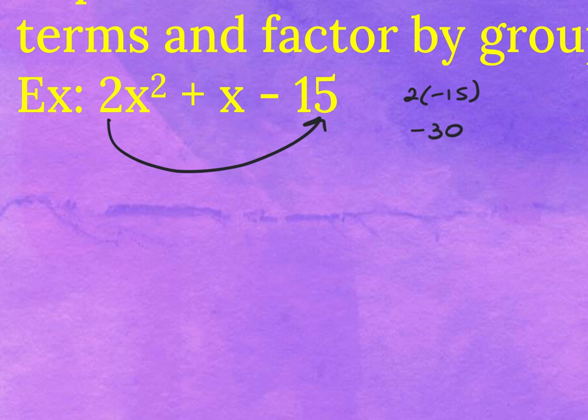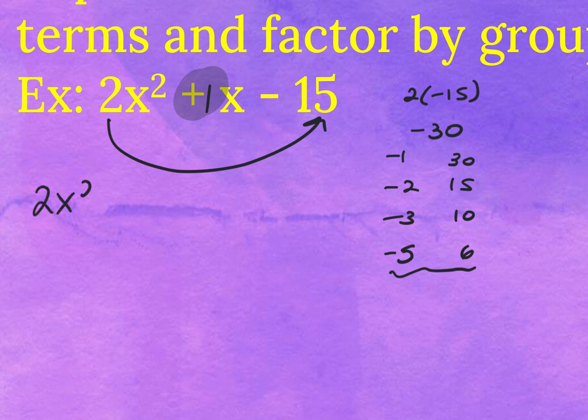Now I'm looking for the factors of negative 30 that sum to this middle term, which is a positive 1. So factors of 30 that sum to 1, it has to be positive, so it could be negative 1 and positive 30, negative 2 and positive 15, negative 3 and positive 10, negative 5 and positive 6. And those are the ones that work. With me so far?